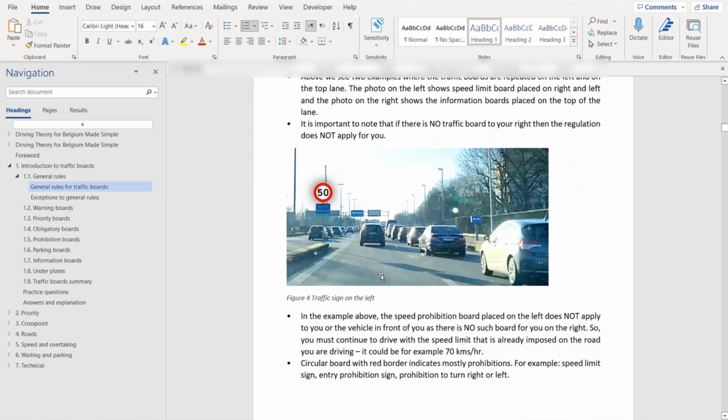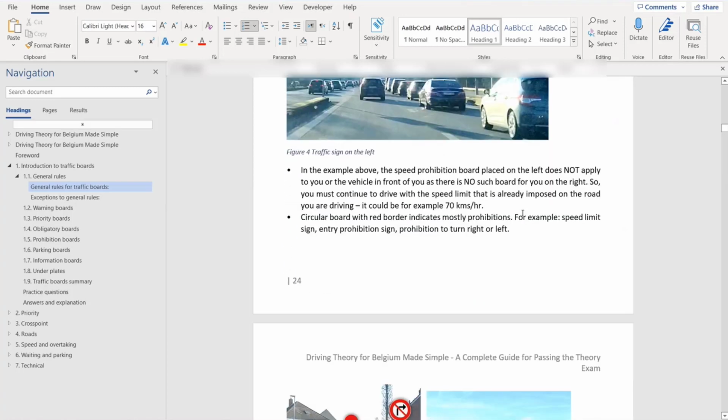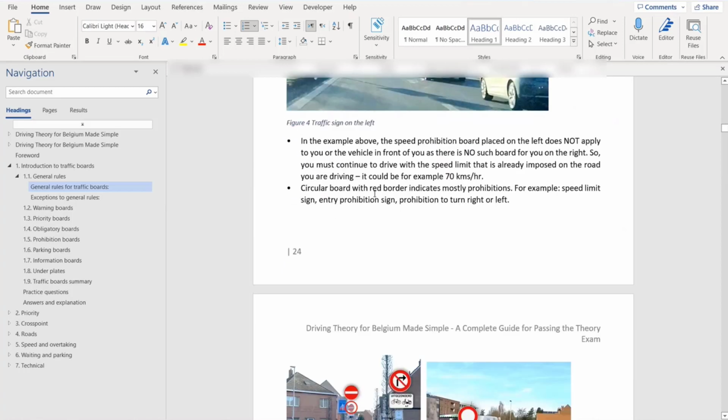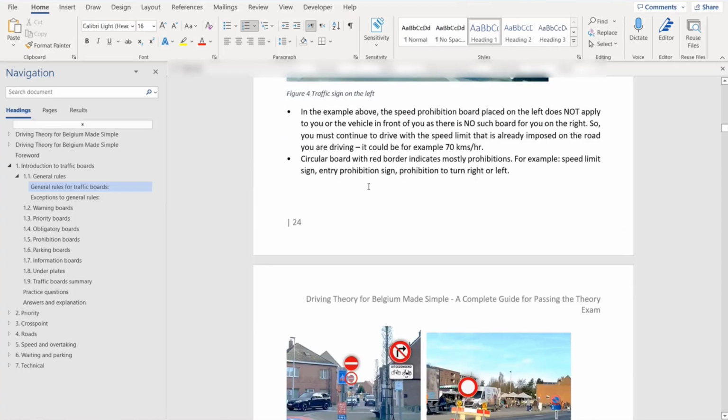So on this lane, if you're driving already on this lane, then you will continue to drive with whatever speed you have been driving, right? So let's say you have been driving at 70 kilometers per hour, you continue to drive with that speed, and you can ignore this traffic board because there is no traffic board to your right. So next, these are the general rules or general things about traffic boards, and we will talk about these boards more in detail as we move through the different chapters.